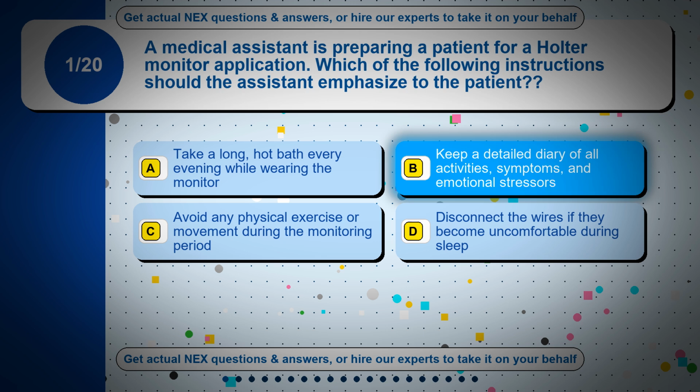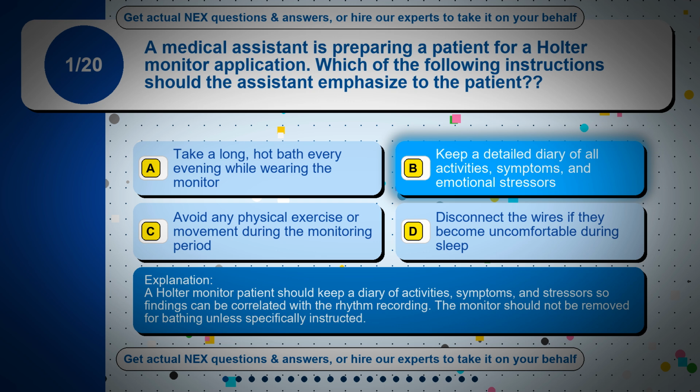The correct answer is option B. Keep a detailed diary of all activities, symptoms, and emotional stressors. A Holter monitor patient should keep a diary of activities, symptoms, and stressors so findings can be correlated with the rhythm recording. The monitor should not be removed for bathing unless specifically instructed.